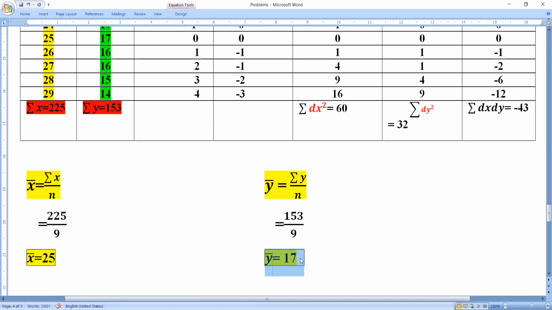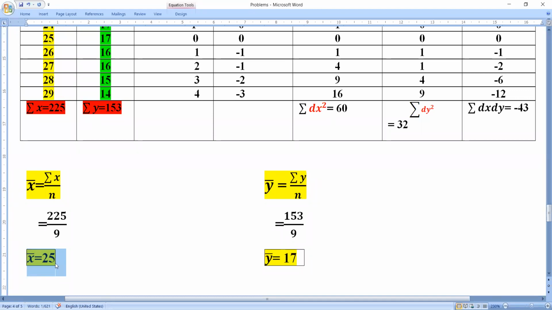See in these answers, the mean value of X and the mean value of Y, X bar and Y bar, we are not getting fractions. We are getting the exact round values. See, in X bar we get exactly 25. There are no fractions here.